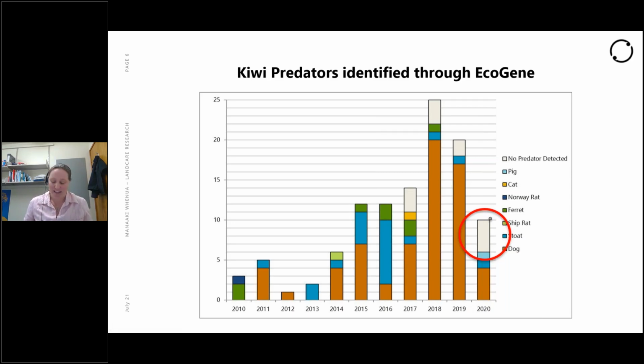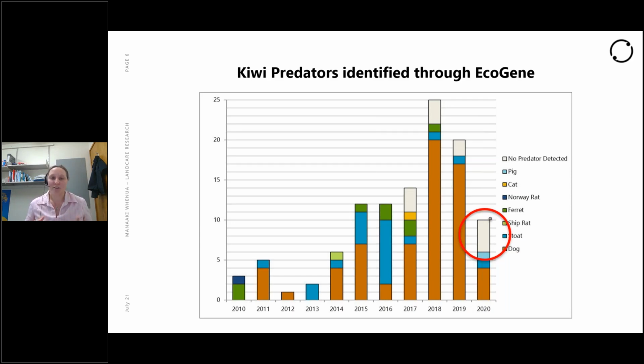What we're seeing there in 2020 is, well, 2020 basically. Most of you know and remember that you were in and out of lockdowns. It was really hard for you to get out and check on your populations. Therefore, there was often a delay between the kiwi actually being killed and us receiving the sample. So we were dealing with highly degraded forensic samples, and obviously that affected our ability to identify the predator involved. You'll also notice there that there were fewer predations sent to Ecogene for sampling in 2020.